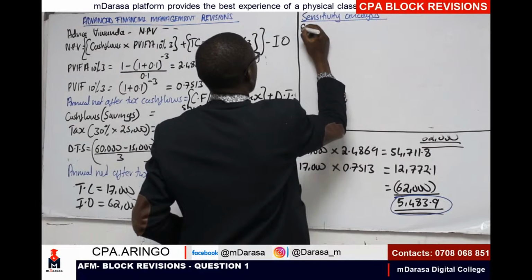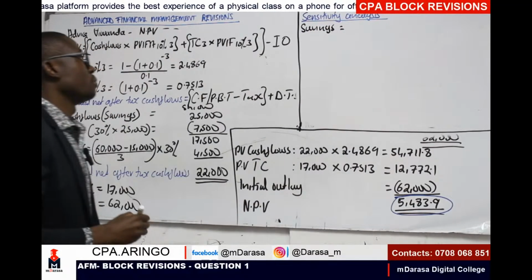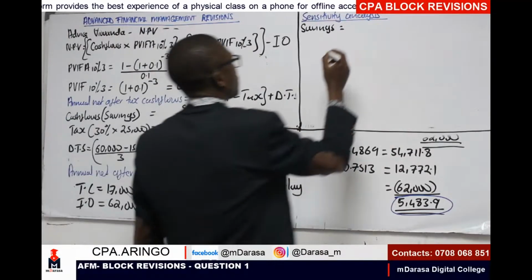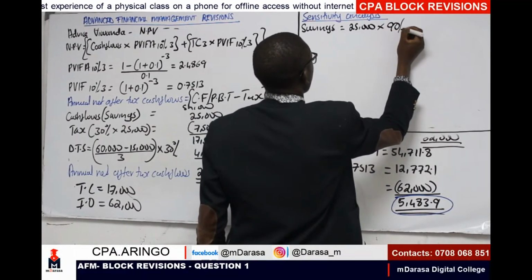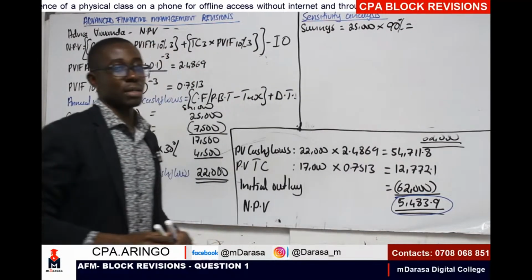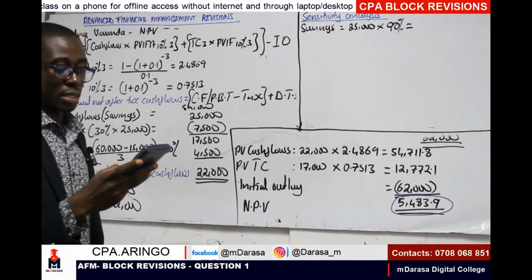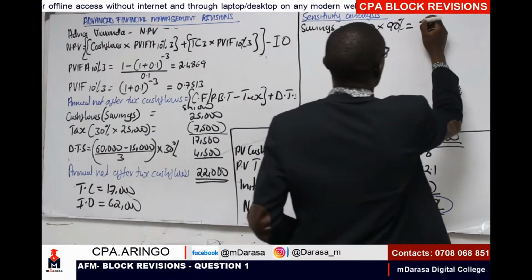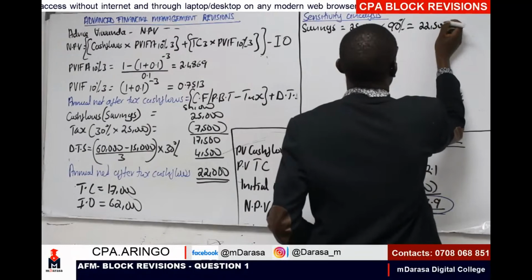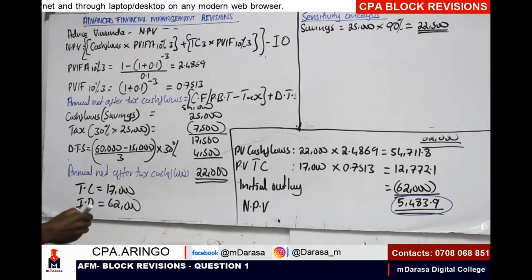So our new savings here will be what? I'll be having 25,000 affected adversely by 10%. So that will be 90%. So my new savings will be how much? 25,000 times 90%, which will give us 22,500. So my new savings will be 22,500. If our new savings is 22,500, therefore, what will be our annual net after tax cash flows?